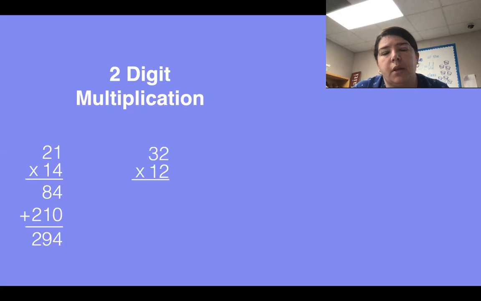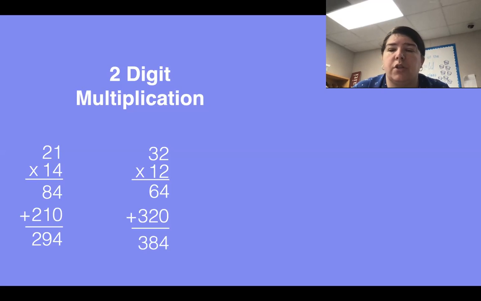Let's try another one. 32 times 12. 32 times 2 is 64. Then we put our 0 in the ones place and multiply 32 times 1. That's 32, right? So 320 would be our partial product. 64 is our partial product, and we add them together, and we get 4 plus 0 is 4, 6 plus 2 is 8, 3 plus 0 is 3, 384. Very good.